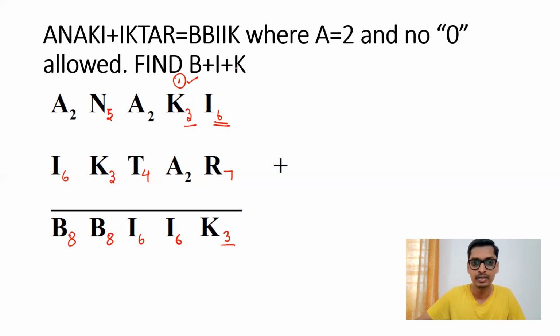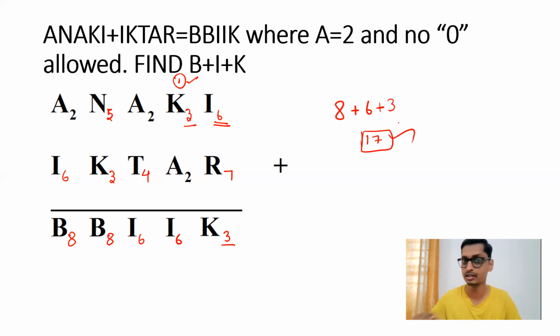So what is the value of B plus I plus K? So B is 8 and I is 6 and K is 3. So 8 plus 6 plus 3, you get 17. So this becomes your answer. Such an easy question, right? Now, moving to the second question.